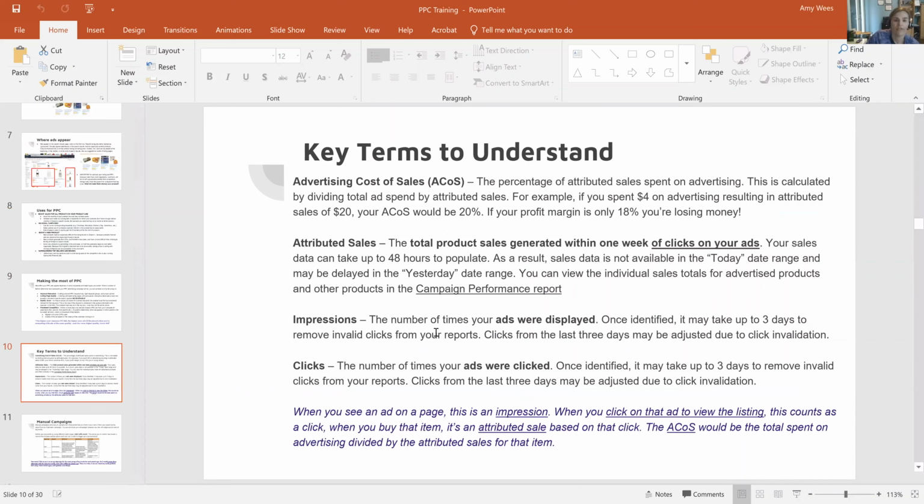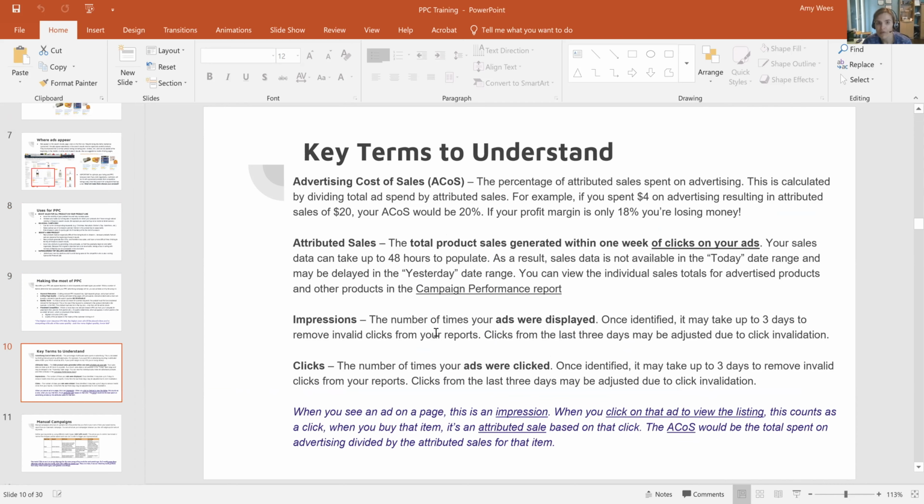Right, so key terms to understand. ACoS. What the heck is ACoS, right? The first column you're going to see on your PPC campaigns is spend. So we talked about that, right? That's the amount of money you've spent on clicks.